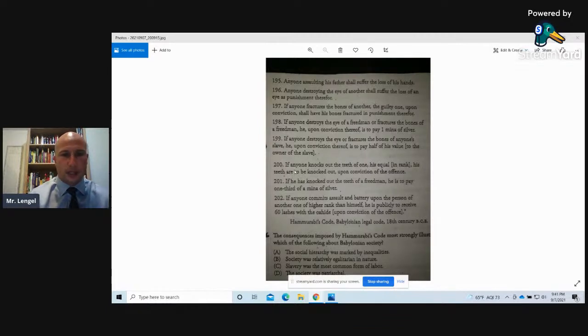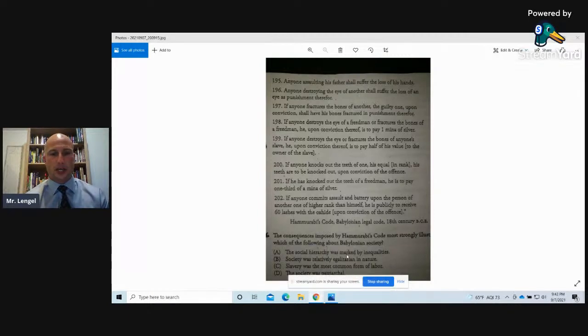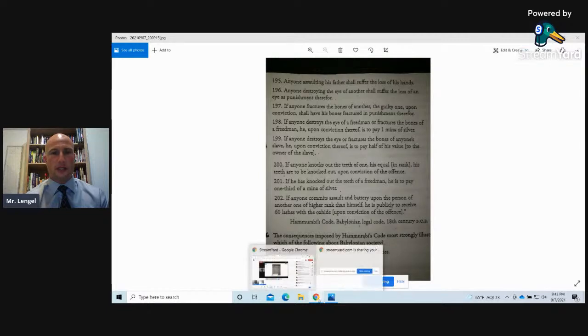Here it is again. If anyone knocks out the teeth of one his equal in rank, his teeth are to be knocked out. But look at this one. If he knocks out the teeth of a freedman, he is to pay 1/3 of a mina of silver. So you see that there are different statuses and inequalities. Not everybody's the same level. There are different punishments for each of those groupings. And so that's why A, the social hierarchy was marked by inequalities, is the correct answer.